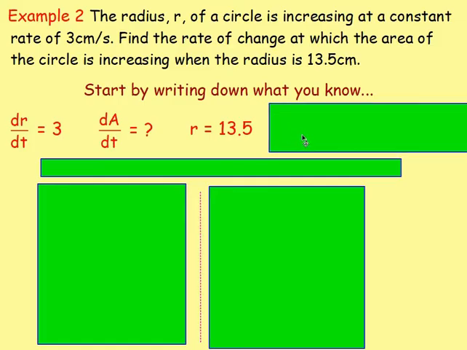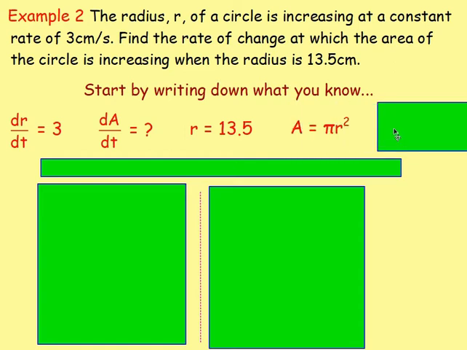Is there anything else that you could get from that question? Well, if you read it, think about the shape that you have. It's telling you the radius of a circle, and because it's talking about the area, you know it's the area of a circle. That's going to be involved somewhere. And you know the area of a circle is pi r squared, so you can write that down as well.